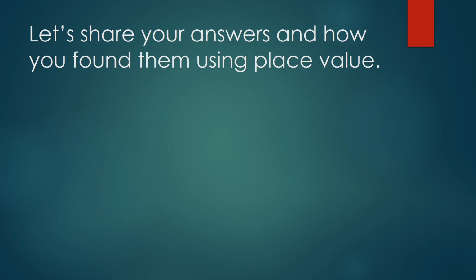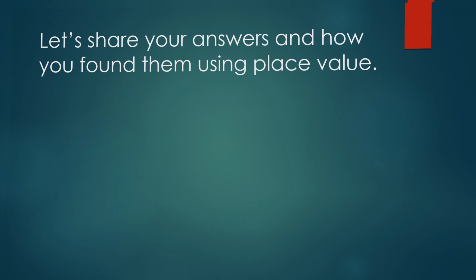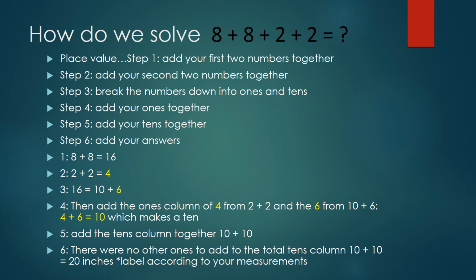Let's share your answers and how you found them using place value. How do we solve 8 plus 8 plus 2 plus 2? We have to solve for place value, so in step 1, add your first 2 numbers together. Step 2, you will add your second 2 numbers together. Step 3, you will break the numbers down into ones and tens. Step 4, add your ones together. Step 5, add your tens together. Step 6, add your answers.